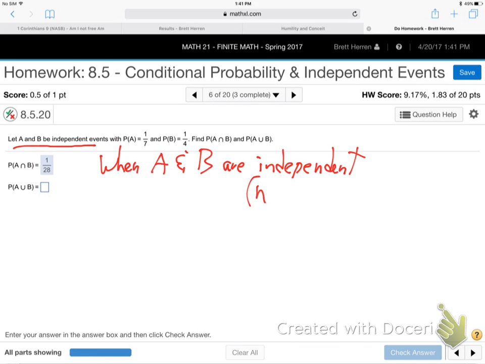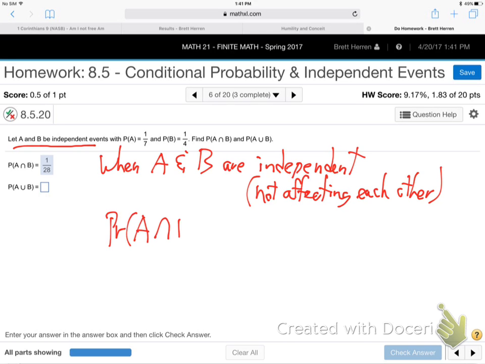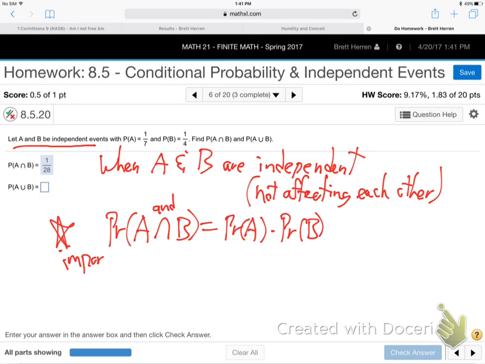Independent meaning not affecting, they're independent. They're not affecting each other. When they're not affecting each other, then the probability of A overlap B, this means and, is just the probability of A times the probability of B. Let me put a star by that and write the word important. Make sure you put that in your 3x5 card.